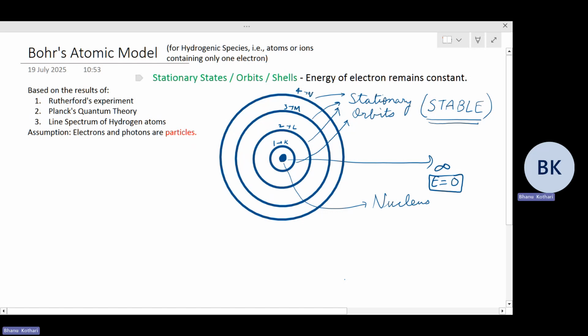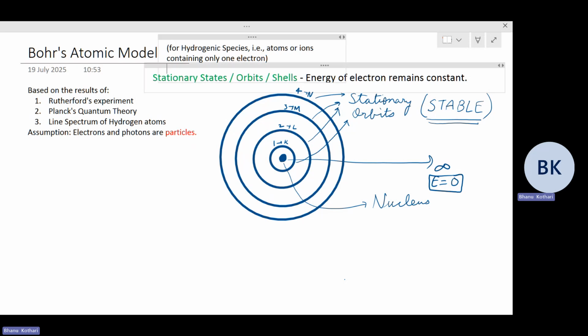Alphabetically, we can name these orbits, and we have to ensure that we use capital letters here. K, L, M, N, all are capital letters. So use capital alphabet to represent the shells or orbits. Shells here have a different meaning compared to the shells that we see in the quantum mechanical model. Shell here is simply the path of the electron, or the stationary orbit in which the electron is revolving around the nucleus. Shell has a different meaning in the quantum mechanical model.